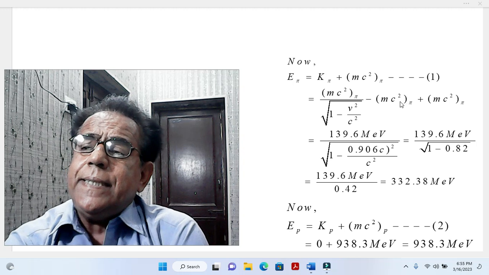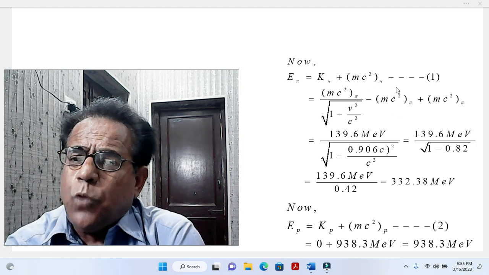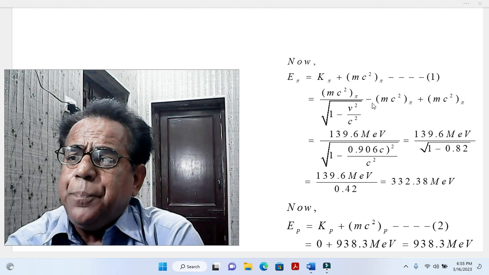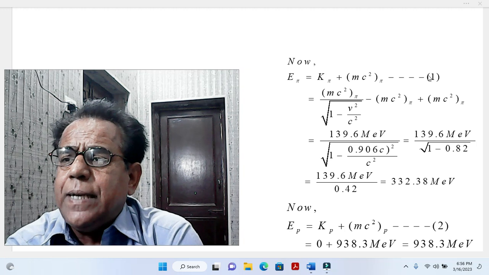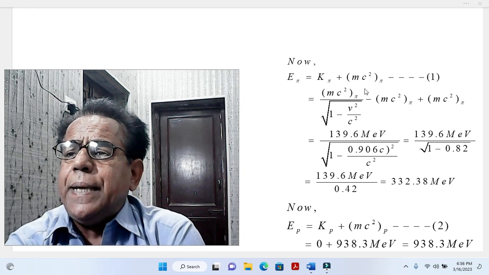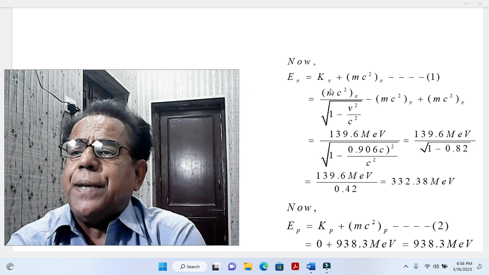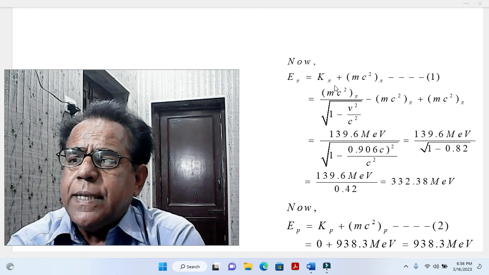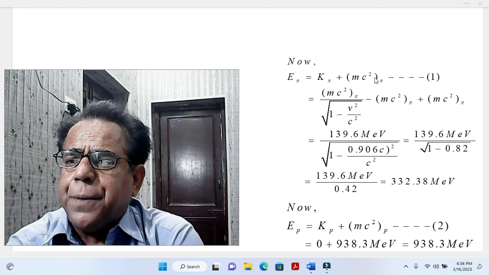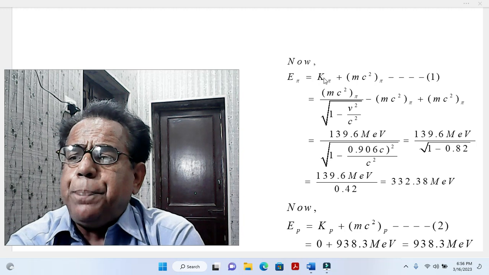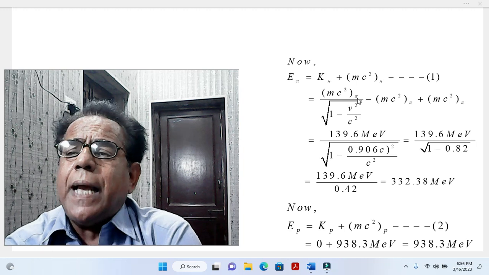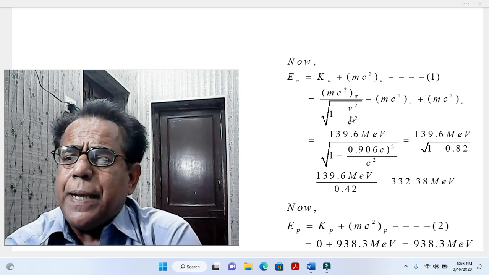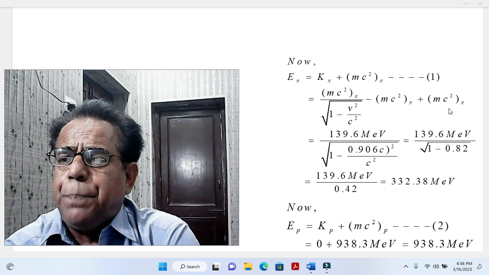What is this? In the expression of relativistic kinetic energy this factor is included, and according to equation 1, mc²_π is further added to K_π. This portion is only equal to K_π, and this is the same factor here. So in place of K_π we have used mc²_π divided by the square root factor, minus mc²_π, plus mc²_π.